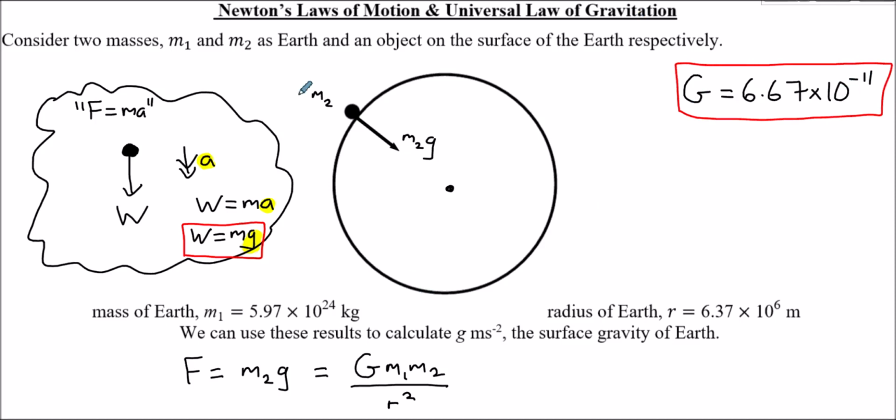And so now what we can do, if you look here, is cancel M2 in each equation. So therefore g on the surface of the Earth is going to be big G, if you like. Big G is this. So we're going to have over here 6.67 multiplied by 10 to the minus 11.